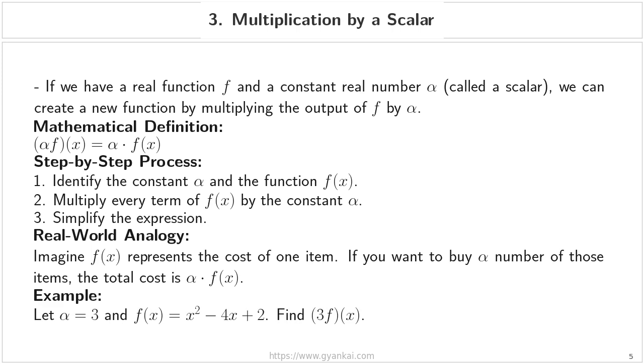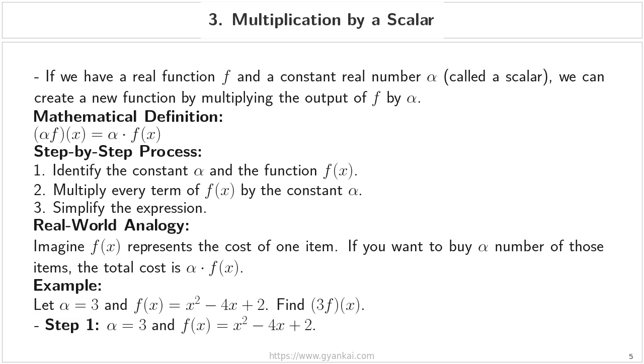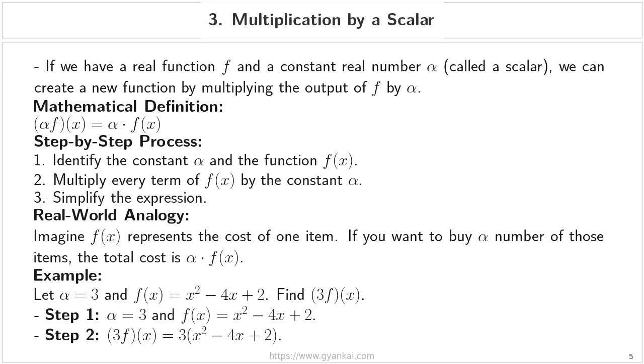Let's look at a practical example to see this in action. Suppose our constant alpha is equal to 3 and our function f of x is equal to x squared minus 4x plus 2. Our goal is to find the expression for 3f of x. Following our steps, first, we identify that alpha is 3 and our function is x squared minus 4x plus 2. Second, we set up the multiplication by placing the 3 outside parentheses, so we have 3 times the quantity x squared minus 4x plus 2.